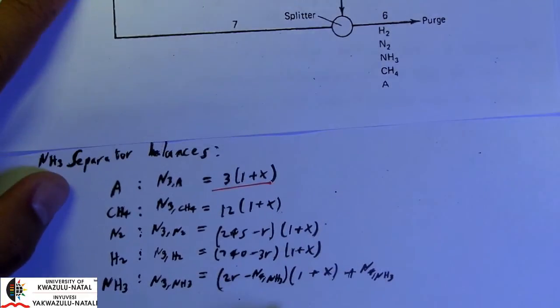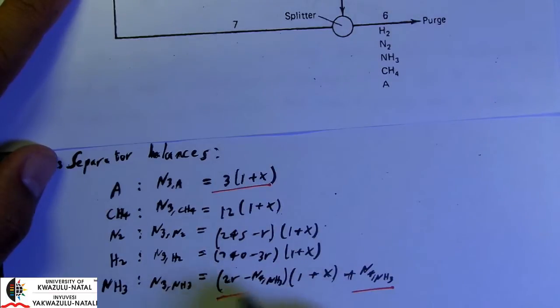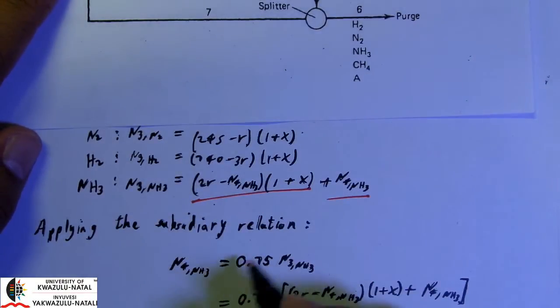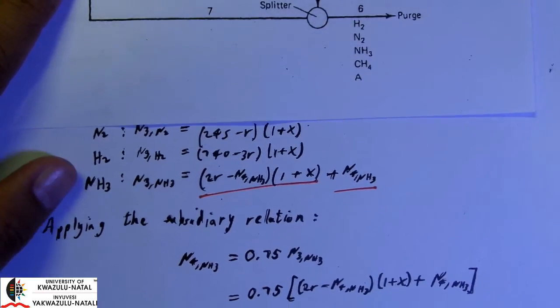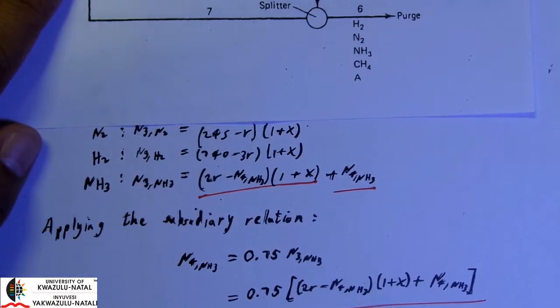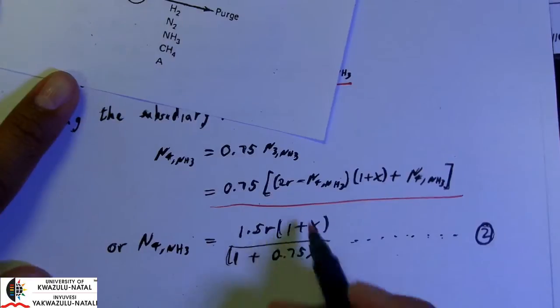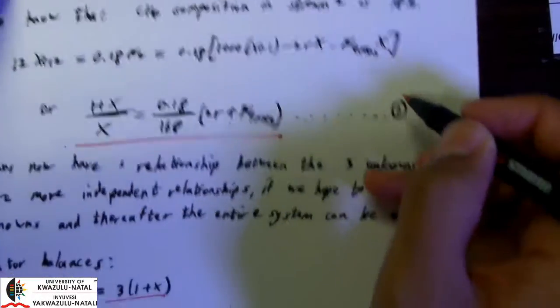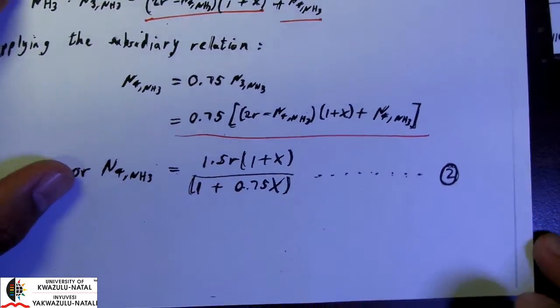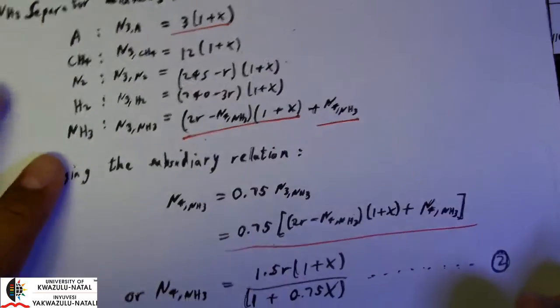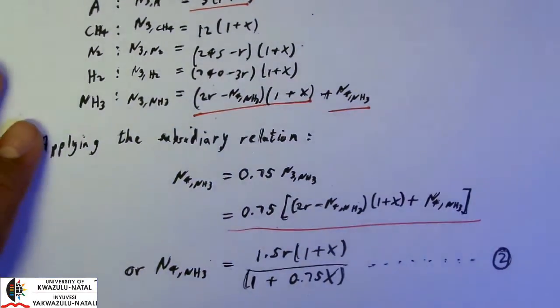We have our input, and that's equal to our output. So this is N4 NH3 and N5 of NH3. Now applying our subsidiary relation of N4 NH3 being equal to 0.75 of N3 NH3, we obtain the following relationship, and this relationship relates N4 of NH3 to R and X. We've already established one relationship here, and we can name that equation 1. And now we've established another relationship, equation 2. So we are nearing the end. Once we get one more equation, then we can solve simultaneously for X, R, and N4 NH3.